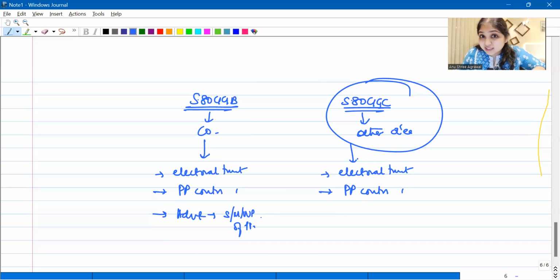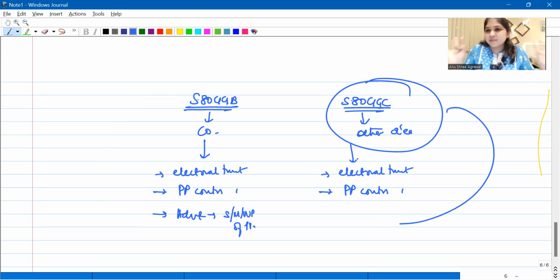So therefore, my assessee is an individual. To this individual assessee, 80GGC is applicable. So this advertisement expenditure, will I get a deduction under chapter 6A, everybody? I will not get. Had my assessee been a company, under 80GGB, I would have given. But my assessee is not a company. My assessee is an individual. So therefore, 80GGC is applicable. And under 80GGC, advertisement is not covered.